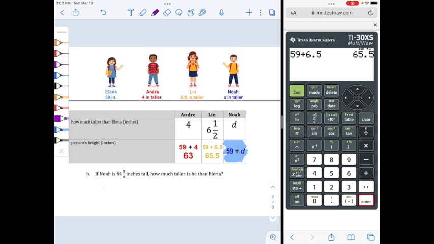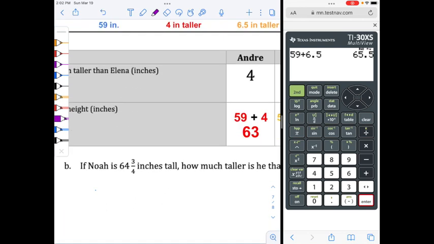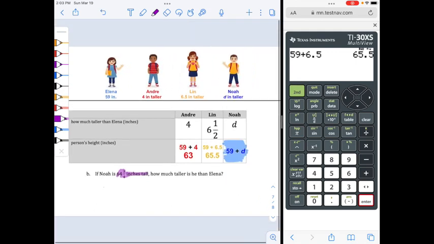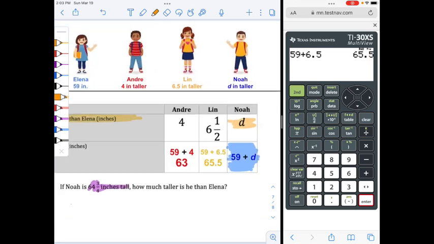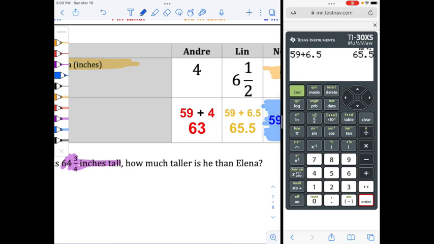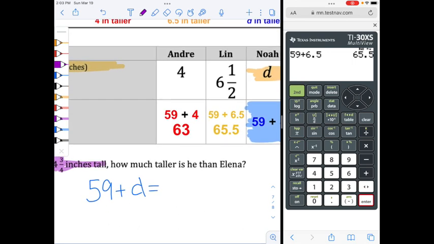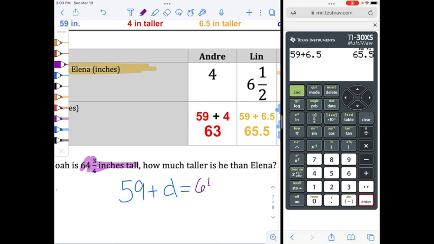We're being asked now to figure out if Noah is 64 3/4 inches tall, how much taller is he than Elena? So we're going to figure out this D number that was for taller. We're going to use the expression that we just got, 59 plus D. When we add Elena's height plus the taller, we will get Noah's height. And they just told us Noah is 64 3/4 inches tall. Again, we know we need to use the opposite operation, the inverse. So to solve for D, we're going to take 64 3/4 and subtract 59.